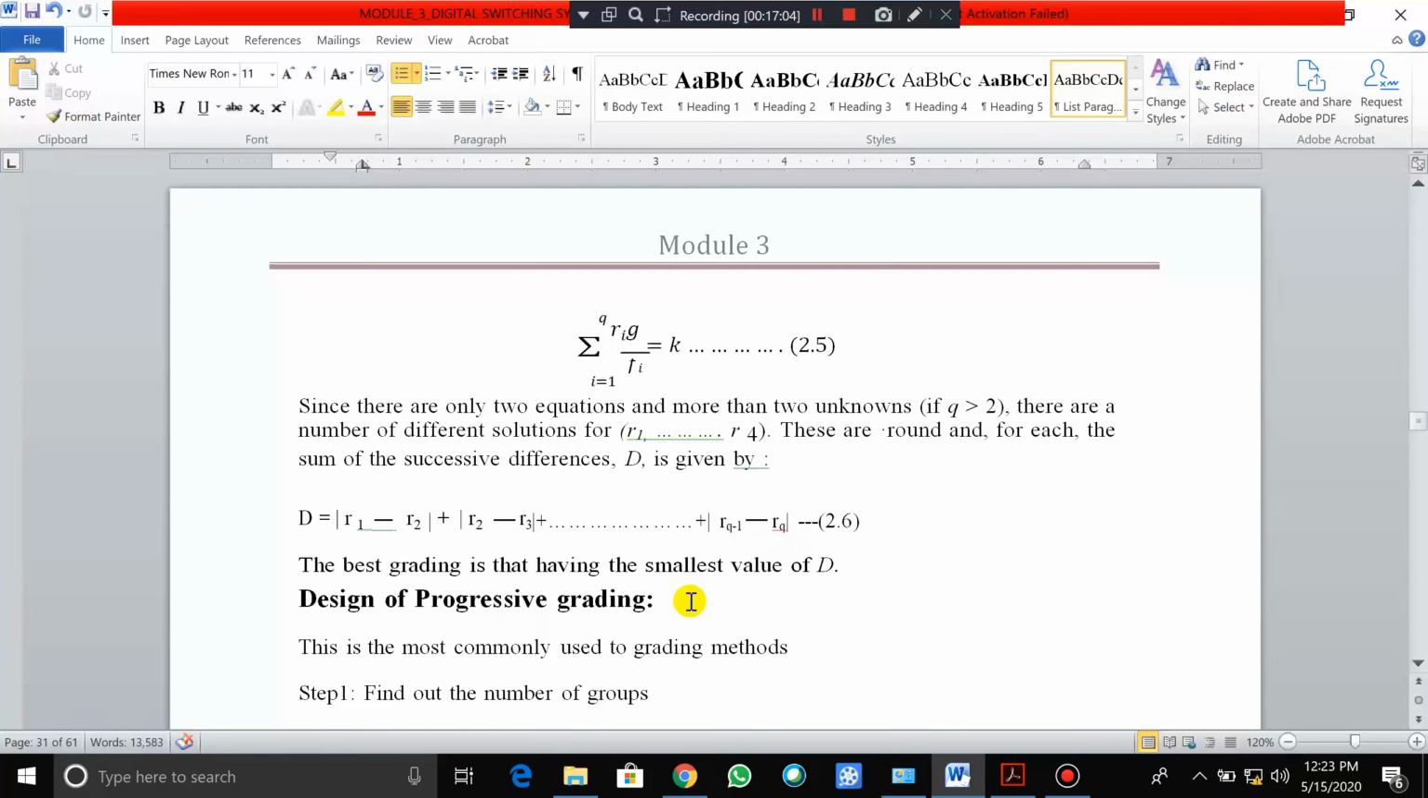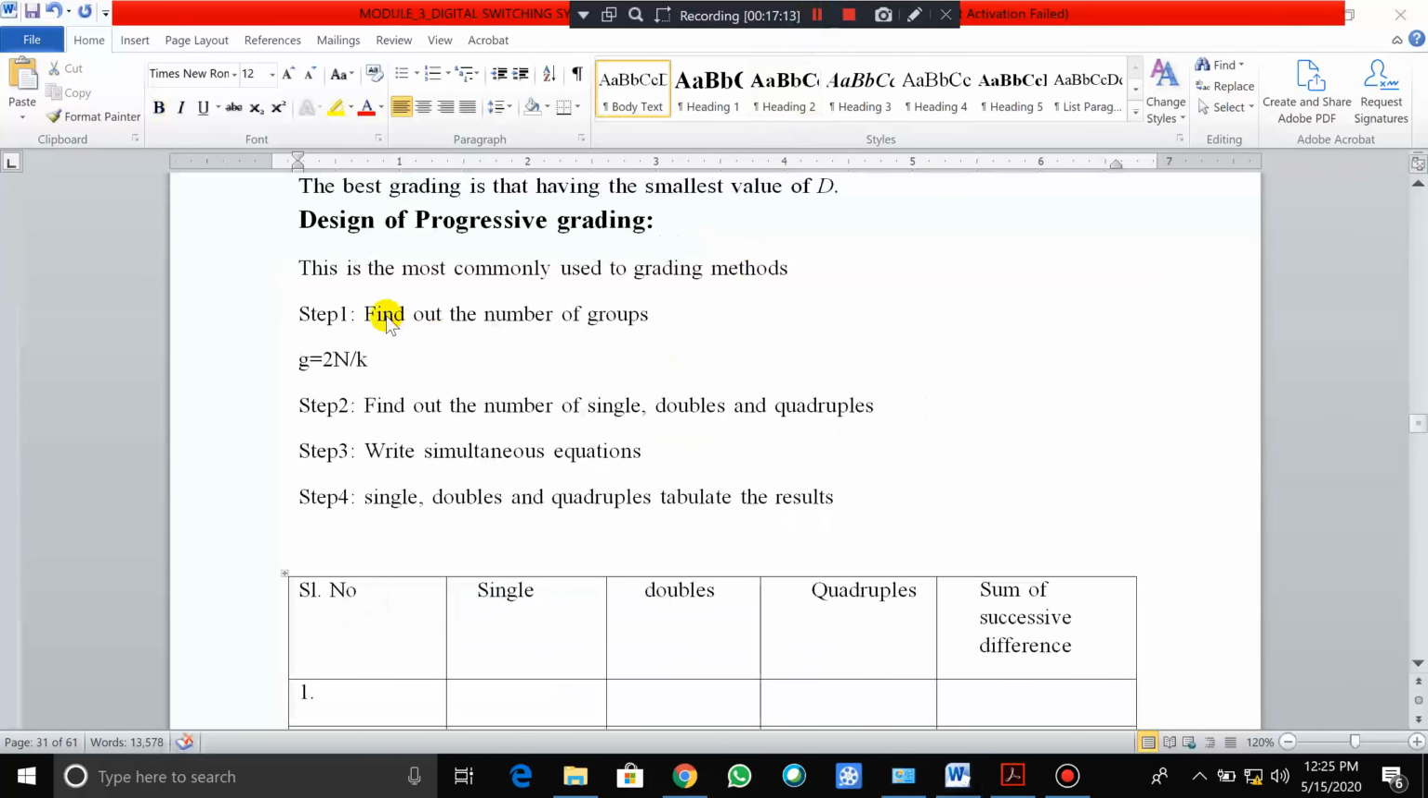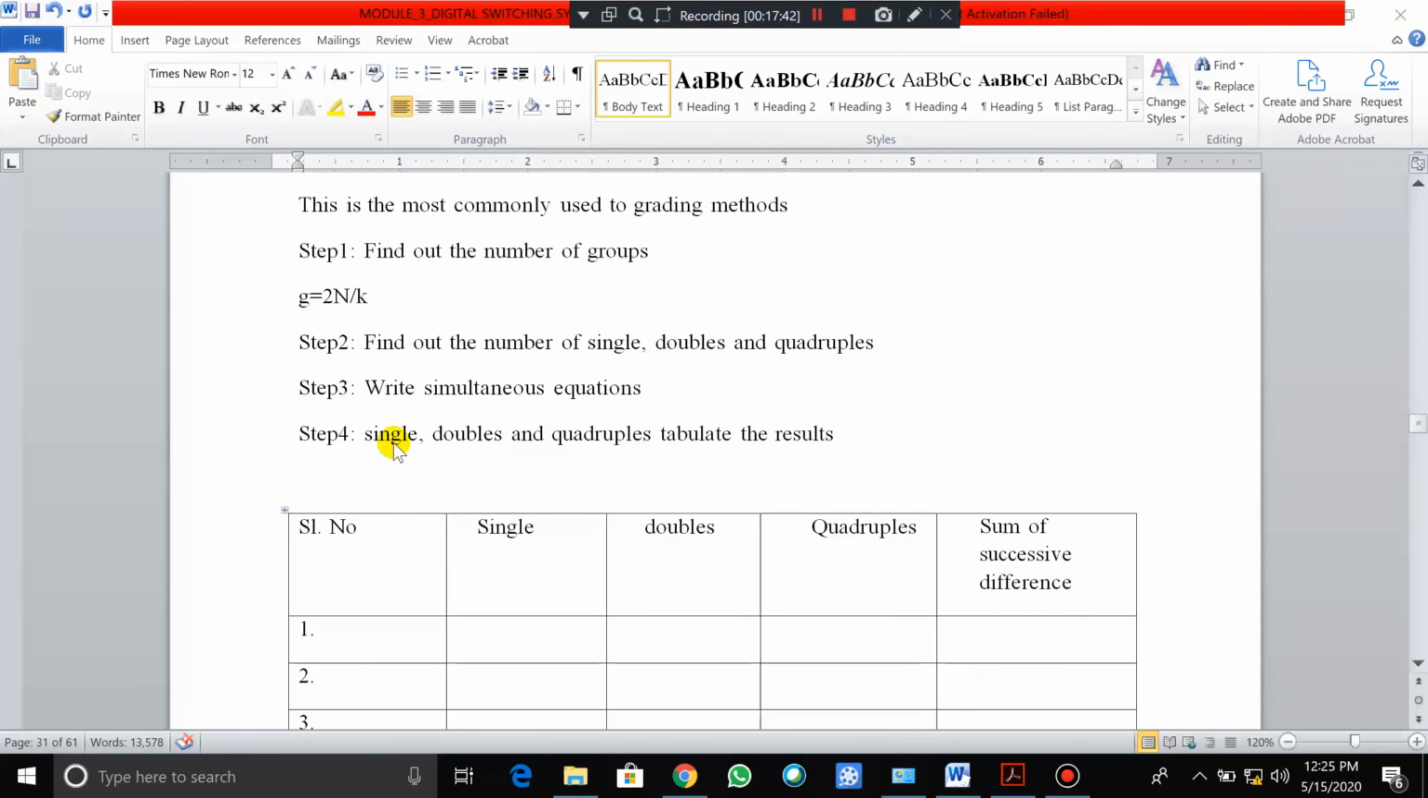Next topic is the design of progressive grading. How are we going to design the progressive grading? This is the most commonly used grading method. We have some steps for designing a progressive grading. In step 1, we need to find the number of groups by the formula G = 2N/K. In step 2, we need to find the number of singles, doubles or quadruples. In step 3, we need to write the simultaneous equations. In step 4, we have to find the singles, doubles, quadruples and tabulate the results.